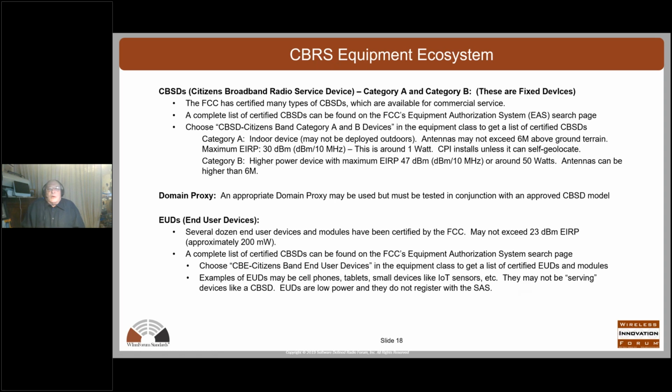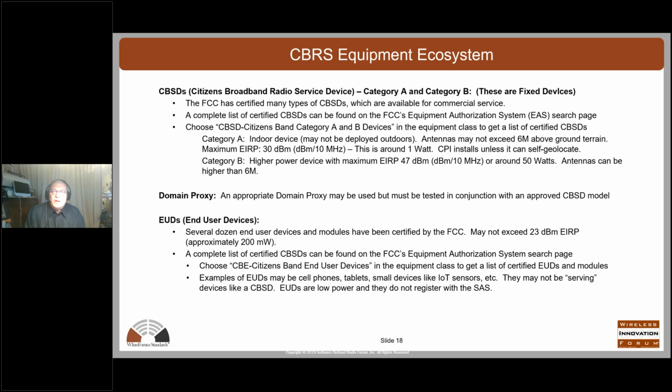The ecosystem of equipment is made up of CBSDs, or the radios that are allowed to be in CBRS, and they can operate at a lower power, category A, or at a higher power, category B, and they are all fixed devices. Fixed devices means that you can't pick them up and move them around. There's an accurate location at which they have to be recorded with the SAS, and the device itself is a fixed operation.